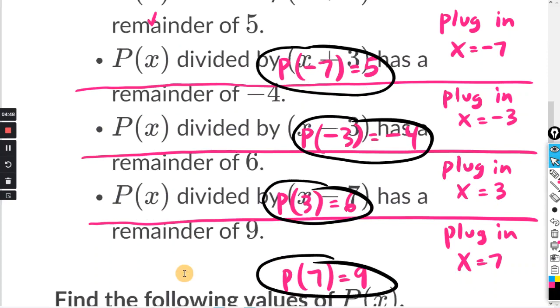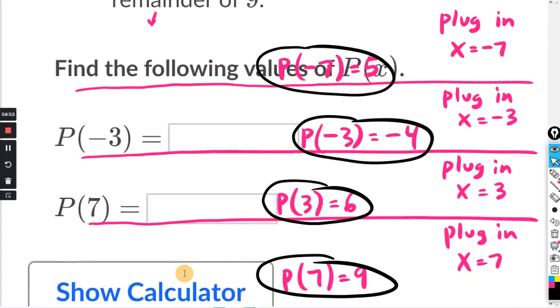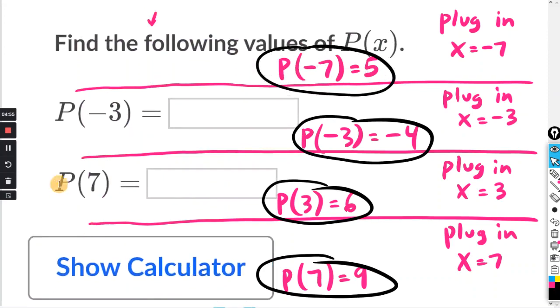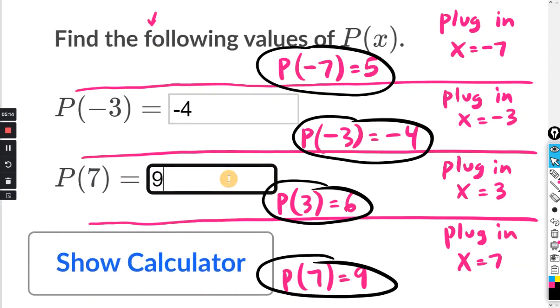All right, let's see the choices. Find the following values of P of x. They want to know P of negative 3, which we found already. P of negative 3 is negative 4, so just click in the box and type that. And they want to know P of positive 7. We found that too. P of positive 7 is 9. Okay, so that's it. Negative 4 and positive 9.